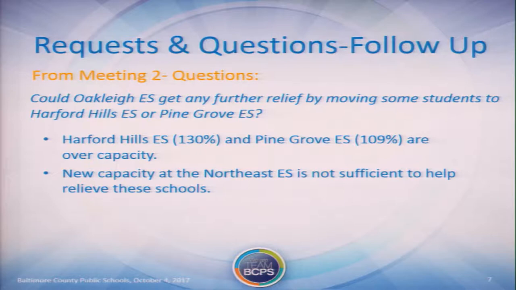Another question that you had asked was, could Oakley Elementary get any further relief by moving students to Hartford Hills or Pine Grove Elementary School? Hartford Hills is at 130% and Pine Grove is at 109%. They're both over capacity. So it would be very challenging to add to those schools unless you had to move students out to another school, which you've seen a lot in this process.